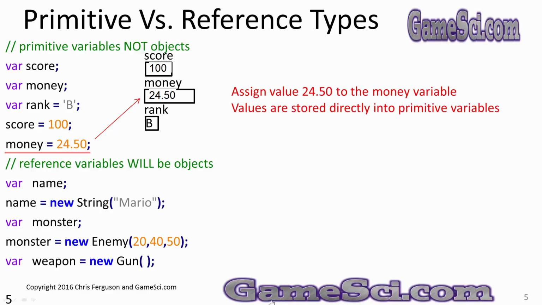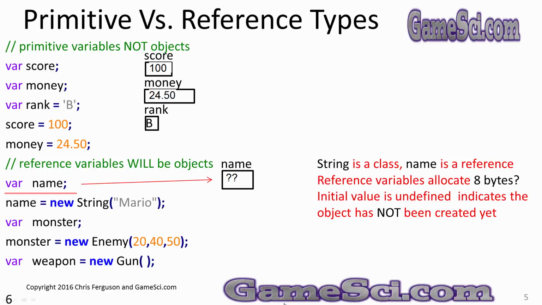Assign the value 24.50 to the money variable. Values are stored directly in primitive variables. All I did is create or declare a couple variables and then put some values in them. I'm hoping you're starting to visualize not only how the code runs, but how the data gets allocated in the machine. Now let's look at reference variables.